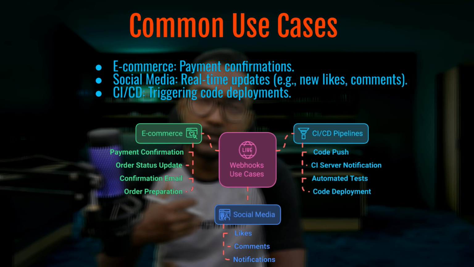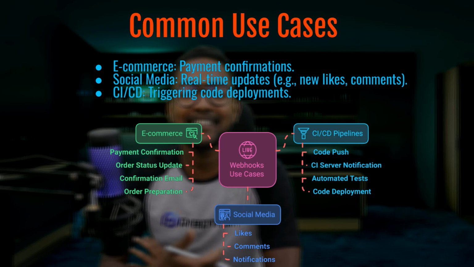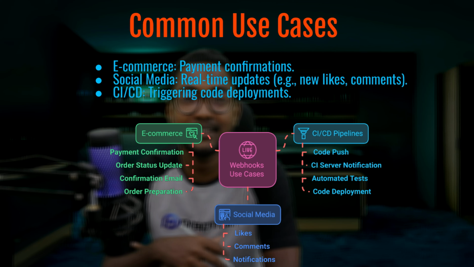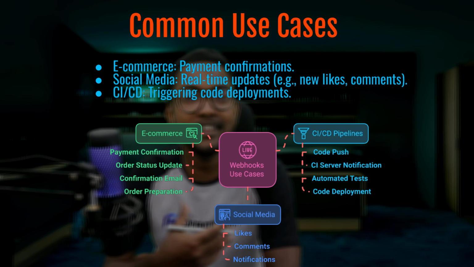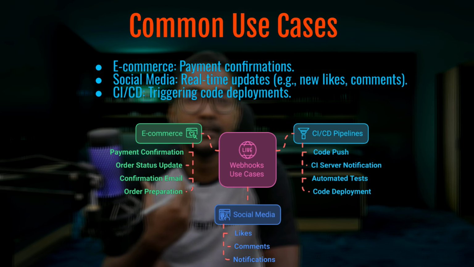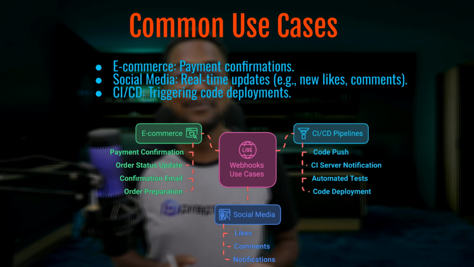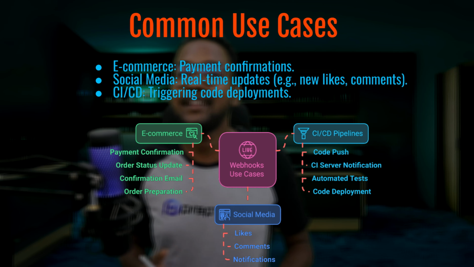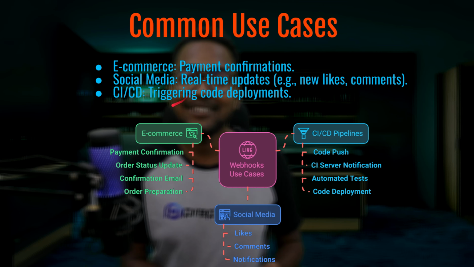Okay, now that we know how webhooks work and what their key components are, let's look at some real-world use cases. Webhooks are widely used in many industries today, especially in situations where real-time updates are crucial. One common use case is in e-commerce. When you make a purchase online, the payment gateway, let's say Stripe or PayPal, sends a webhook to the store's backend system to confirm that the payment was successful. This triggers a series of actions such as updating the order status, sending a confirmation email to the customer, and preparing the order for shipment.